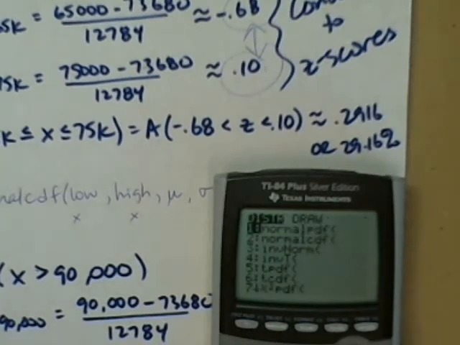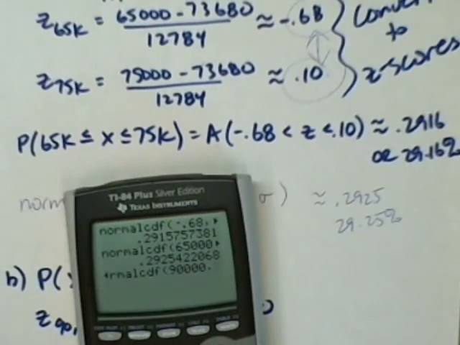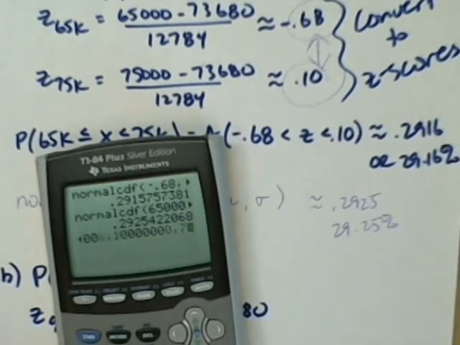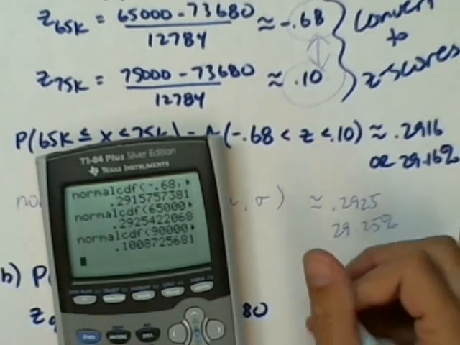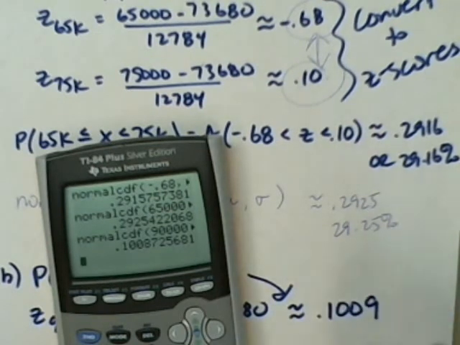I'm going to use the older operating system. Normal CDF, low is 90,000. Oh, there's no comma there, 90,000. The high one, well, it goes on forever. I don't have a high one, so let's just type in a huge number, like a whole bunch of zeros after that. Comma, I'm going to see if it likes this or not, comma, 73,680, comma, 12,784, parentheses. Okay, and we get, for the probability, 0.1009. Remember we typed in just a huge number for that upper.